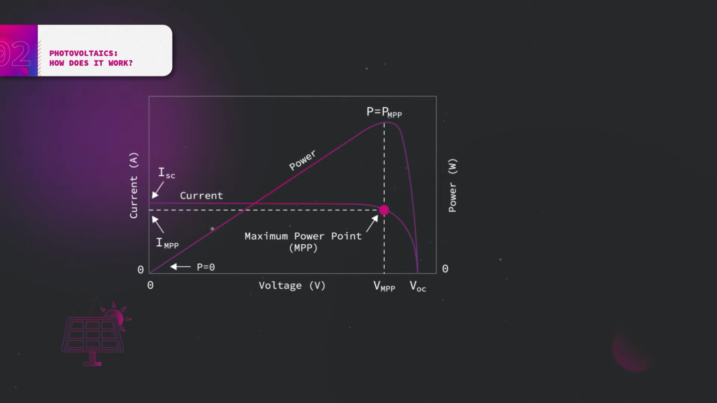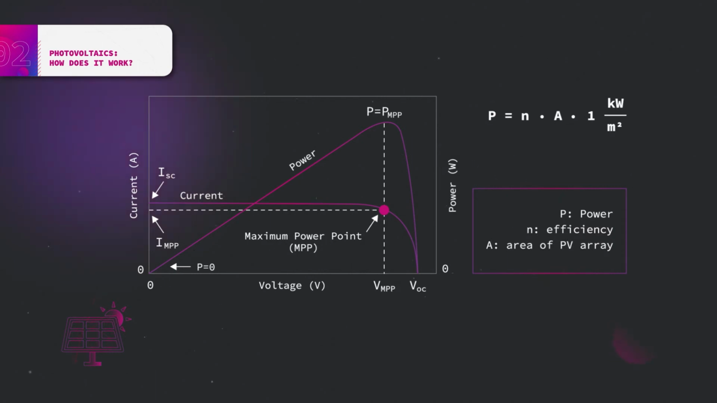In order to cope with these dependencies, standard test conditions have been defined to provide a reliable basis for measuring output power. The standard solar irradiance is assumed at 1 kilowatt per square meter, and the cell temperature should match 25 degrees Celsius. Then, the output power can be calculated with the following equation, consisting of the efficiency, the area of the PV array, and the irradiance.